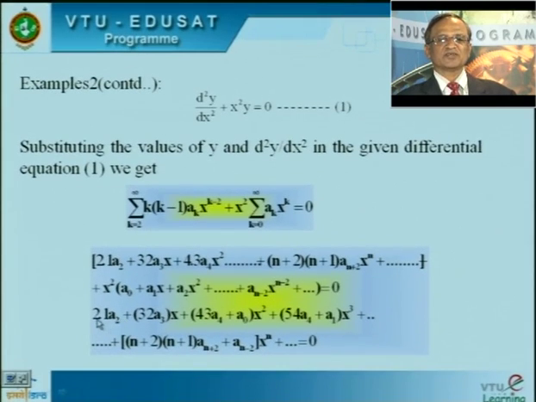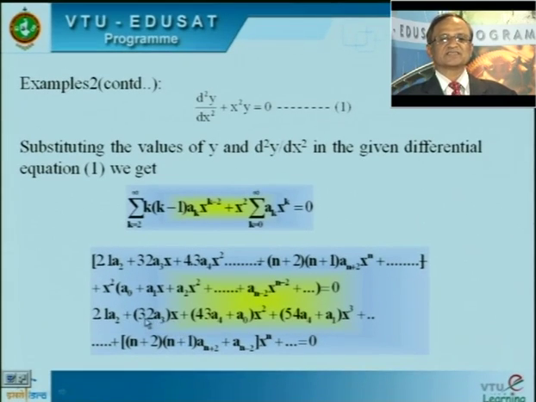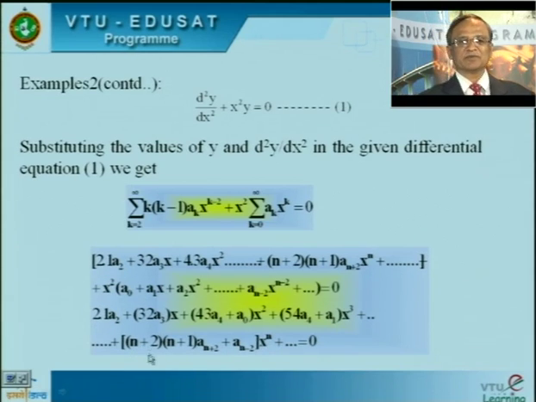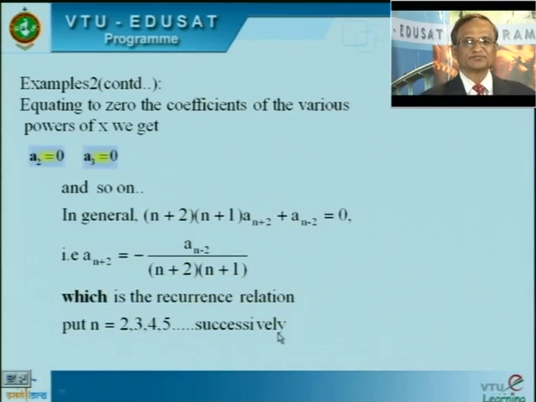So, the coefficient of x to the power 0 is 2 into 1 into a2, right, plus the coefficient of x is 3 into 2 into a3. For the coefficient of x square, you will get 2 terms, 4 into 3 into a4 plus a naught. Similarly, for the coefficient of x to the power 3, again you will get 2 terms, 5 into 4 into a5 plus a1. And in general, what is the coefficient of x to the power n? I hope you can obtain, like the previous example, n plus 2 into n plus 1 a suffix n plus 2 plus a suffix n minus 2, times x to the power n, is equal to 0.